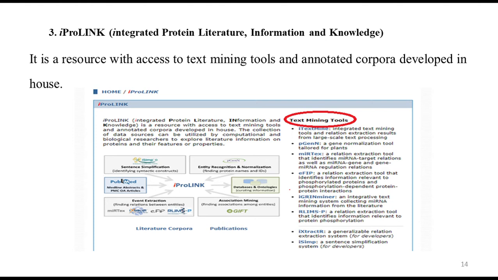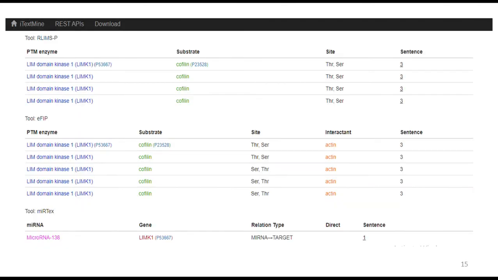iProLink, Integrated Protein Literature, Information and Knowledge. It is a resource with access to text mining tools and annotated corpora developed in-house. Annotated corpora is the interpretations collection. iProLink consists of text mining tools. As you can see, the list is present. You can simply click on any text mining tool heading and open the tool and use it. For example, in this image, you can see the iTextMine tool is open and proteins are searched here. You can see PTM enzyme, substrate, site, and sentence. All the information is given.